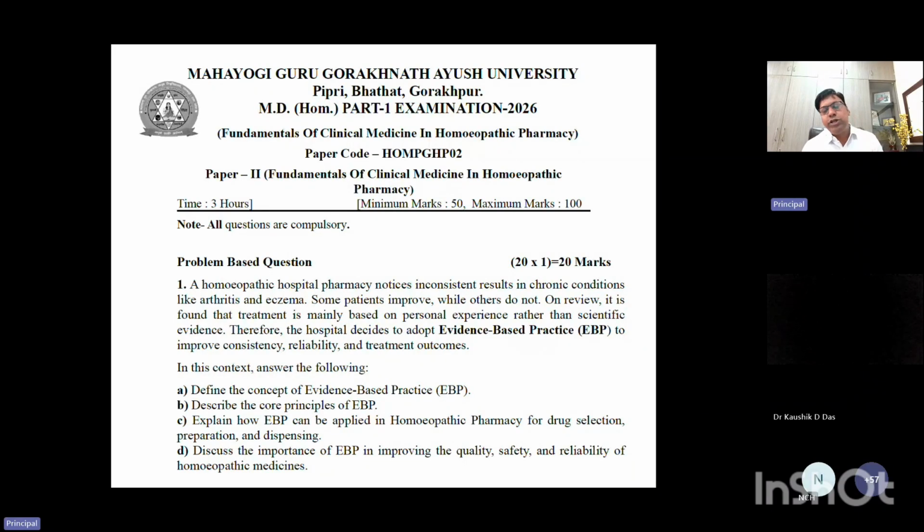Here in the question paper, you can see the problem-based question. A homeopathic hospital pharmacy notices inconsistent results in chronic conditions like arthritis and eczema. Some patients improve while others do not. On review, it is found that treatment is mainly based on personal experience rather than scientific evidence. Therefore, the hospital decides to adopt evidence-based practice to improve consistency, reliability, and treatment outcomes. In this context, answer the following. Define the concept of evidence-based practice. Describe the core principles of evidence-based practice.